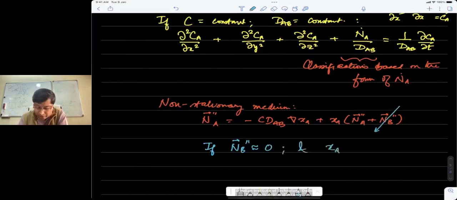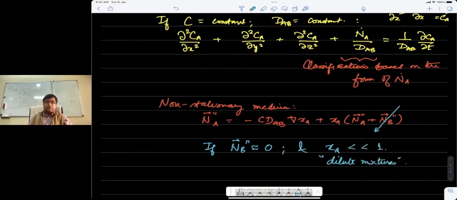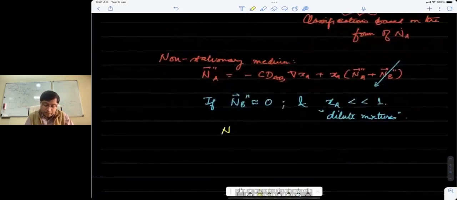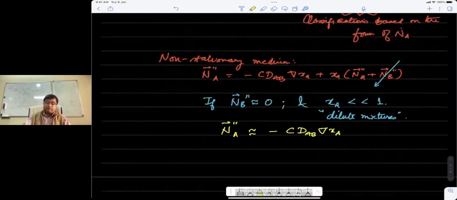And if the mole fraction of a is much less than 1, these kinds of systems are called dilute mixtures, where the mole fraction is very small, or the mass fraction is very small. If that was the case, then I can pull this term here. I will have a 1 minus xa times n double dash a. Xa being much smaller than 1, it would just lead to n double dash a only. So the flux equation in that case would be approximately the same, but it would only have the diffusive part.